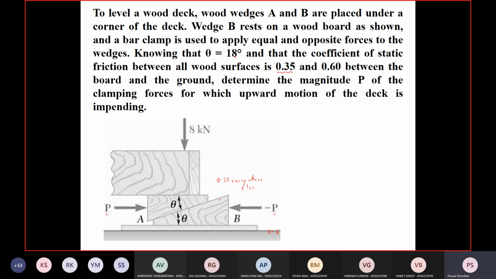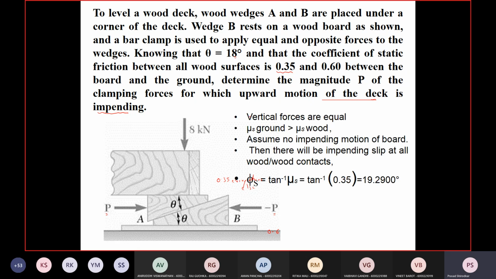So we have to determine the magnitude of P, the clamping force, for which the upward motion of the deck is just impending. So this block is just about to move. All right, now let's analyze this. The horizontal forces are equal, vertical, it should be horizontal actually, and they are opposite. Mu static of the ground is greater than mu static of the wood.